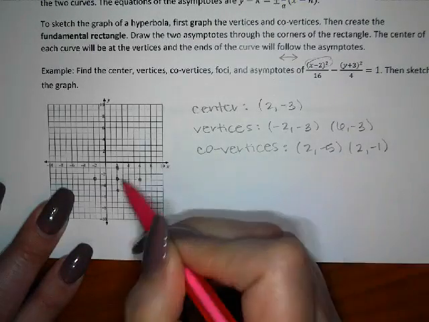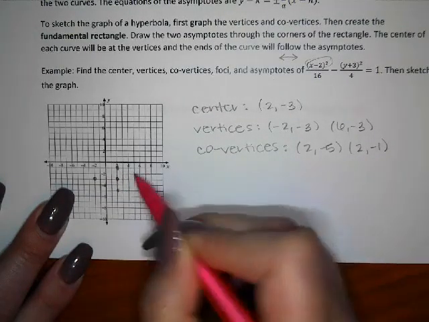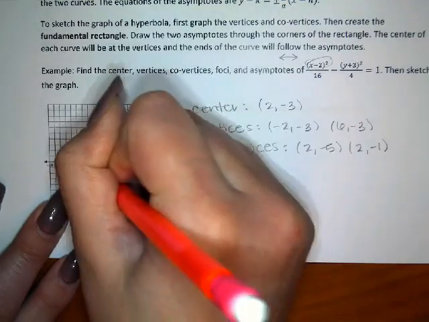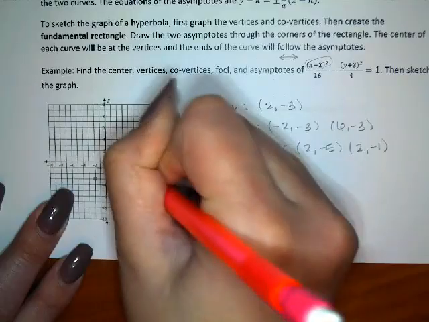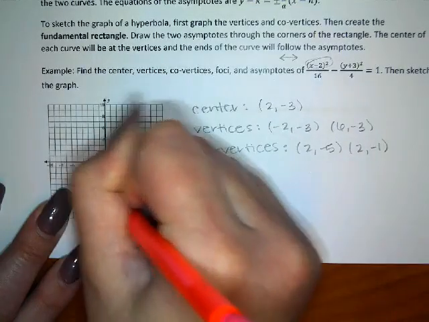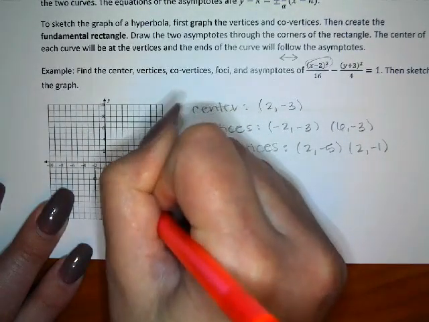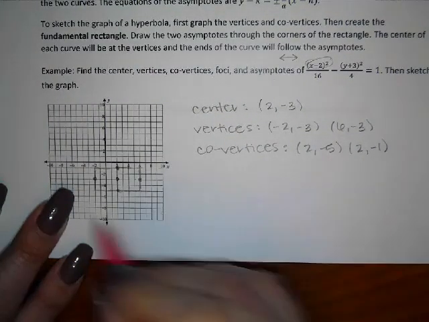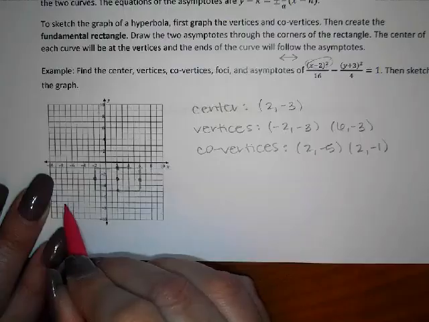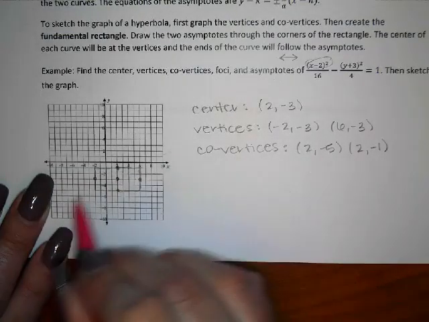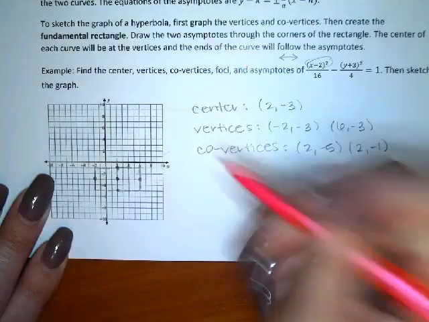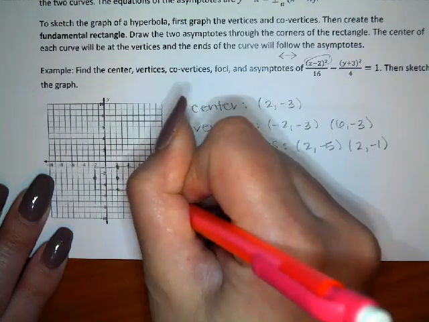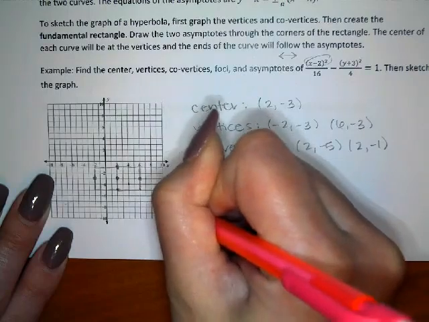Now, if this was an ellipse, we would just draw our ellipse shape, but it's not. So we're going to draw straight lines that connect to make a rectangle. So this is not actually part of the curve. This is just what helps guide us to the curve. And then the lines that would go through the corners are what is going to be the asymptotes.